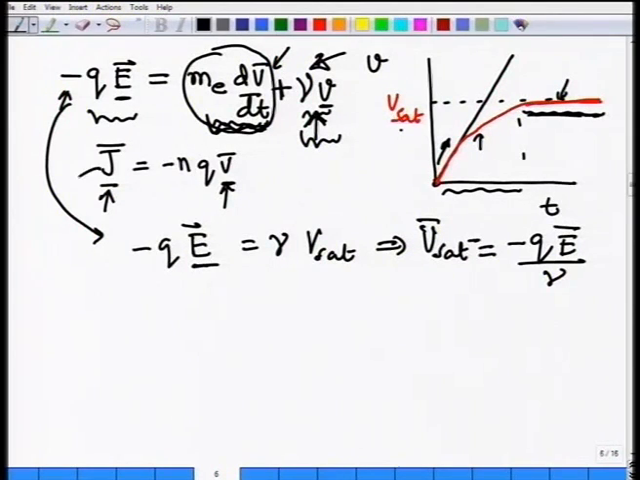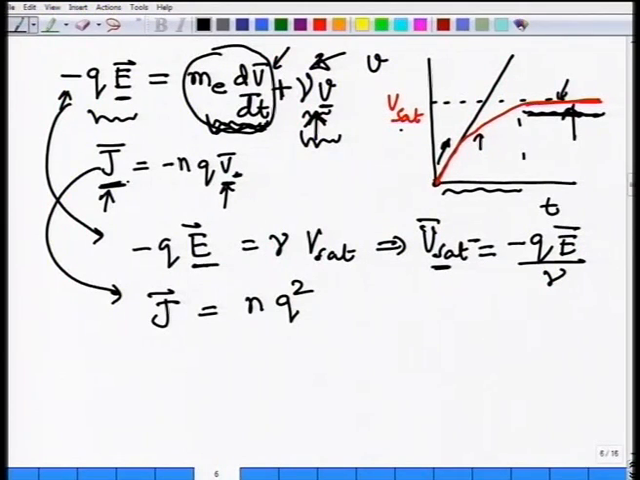If I substitute back into this expression, then J would become equal to n q, another q coming from q square. I am substituting this V into this, because this is the saturation velocity, and this velocity is the one corresponding to which I have calculated this current density. So I am substituting this V sat in this V here to see what happens. So n q square E divided by, I would get a gamma in there. So that's right, yeah.